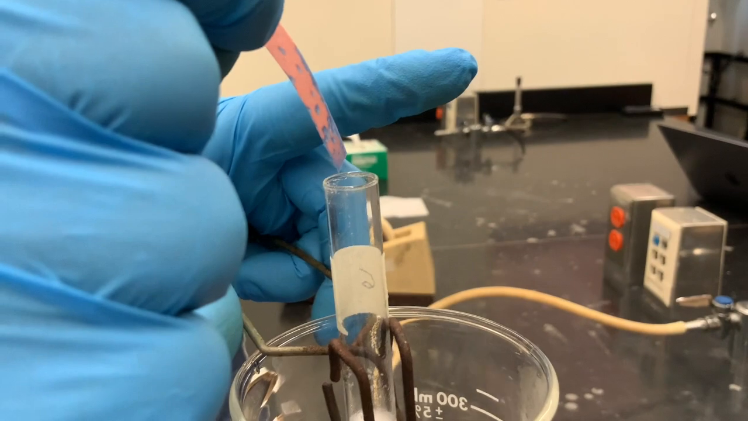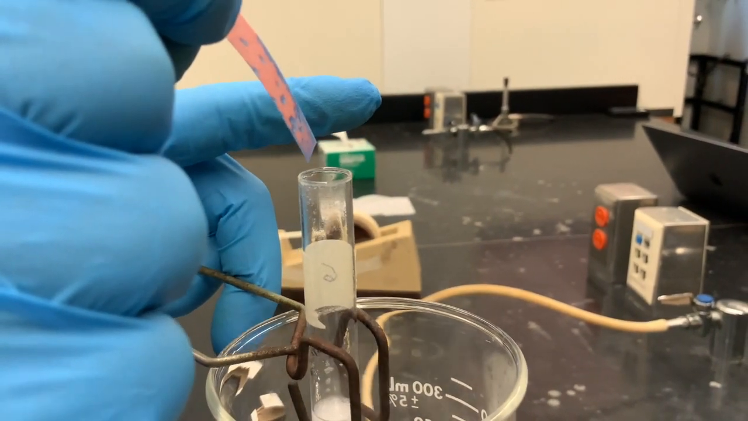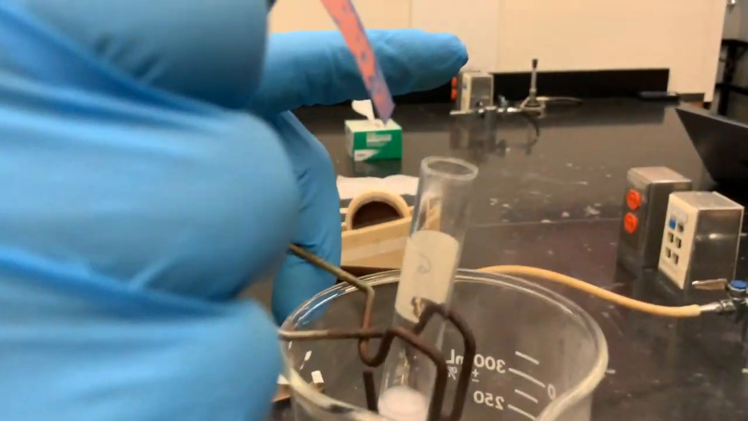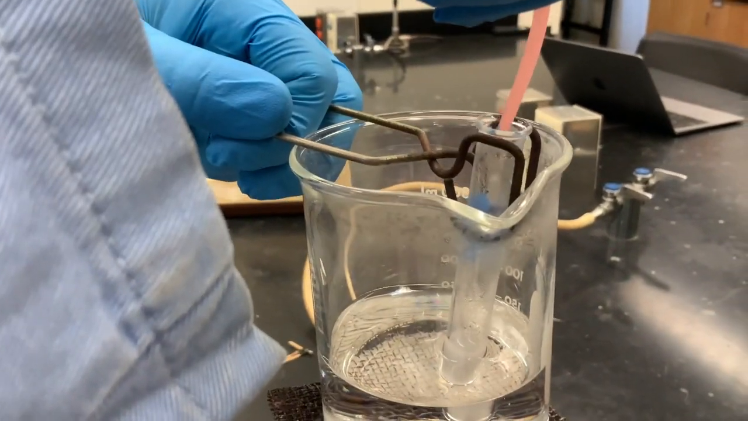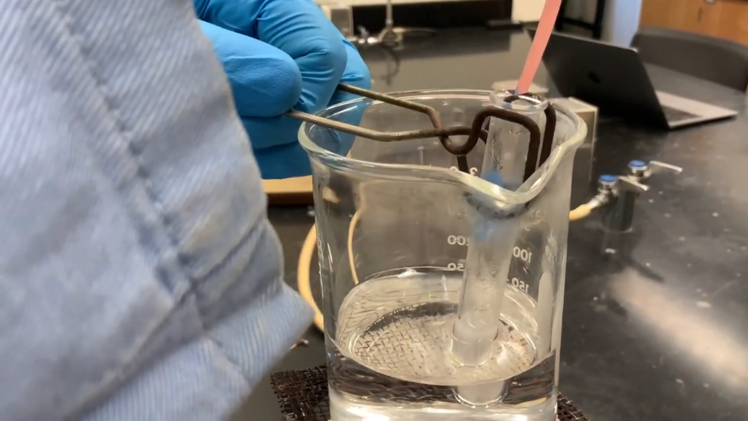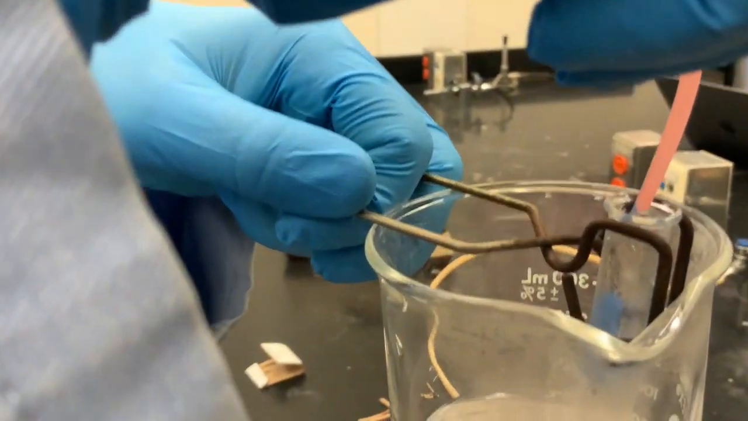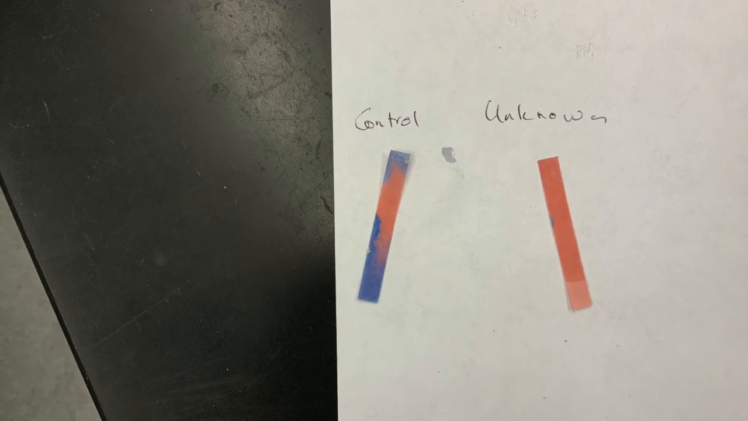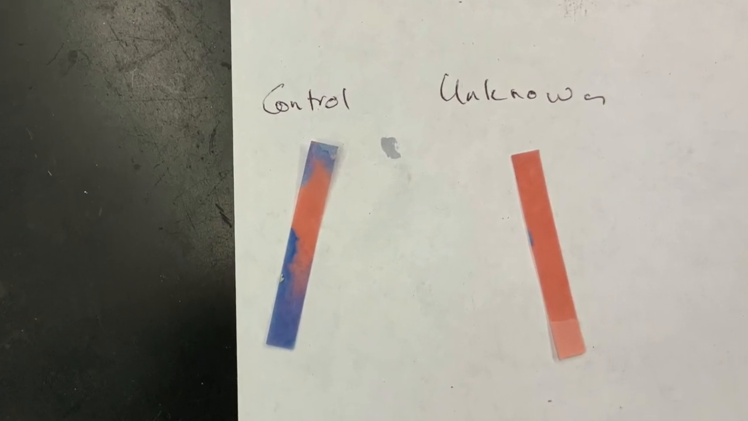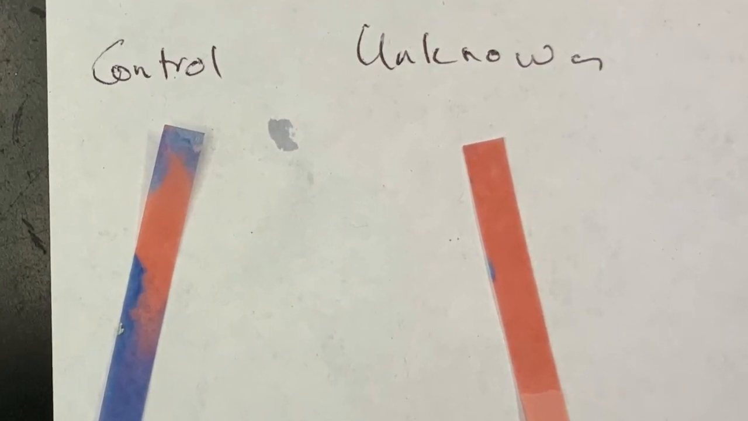The product of the reduction of nitrate is detected using a moistened red litmus paper. We repeat the test with 1 milliliter of the unknown sample, sodium hydroxide, and aluminum metal, followed by heating. The resulting test with the litmus paper is shown here. This is the end of the experiment.